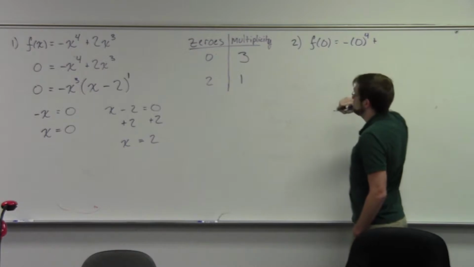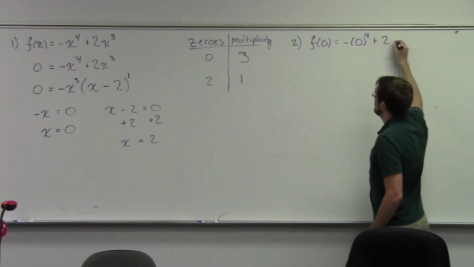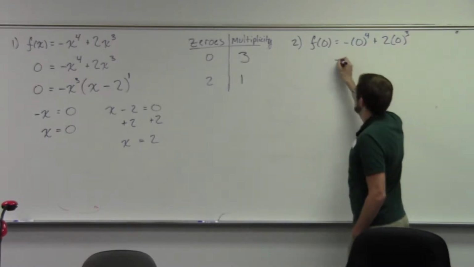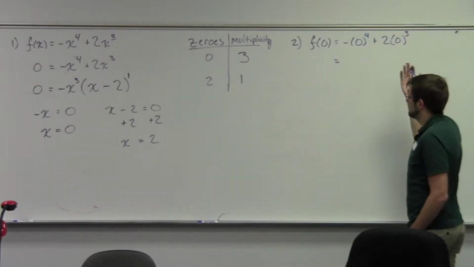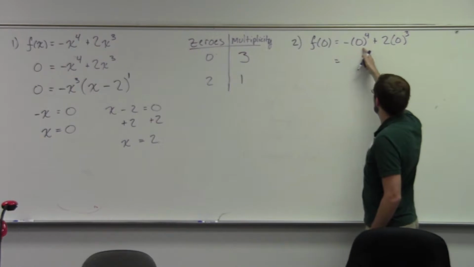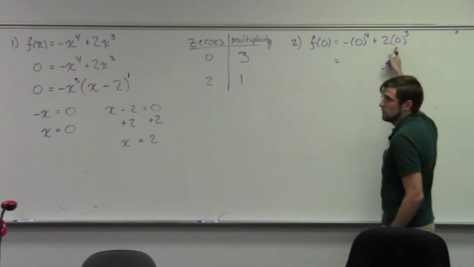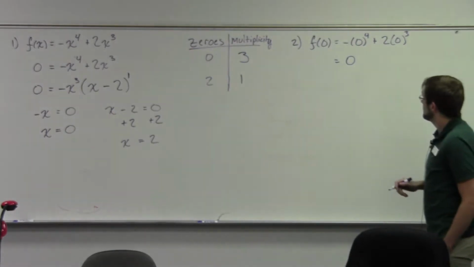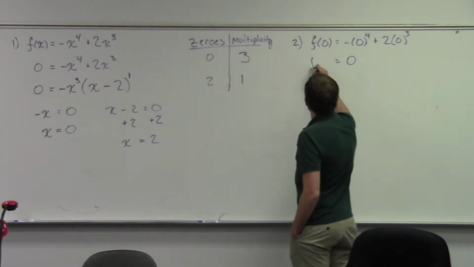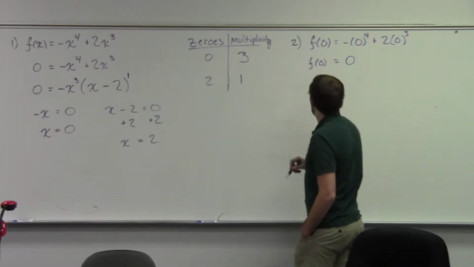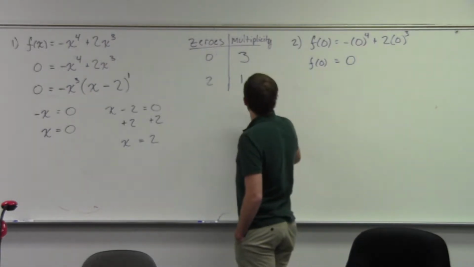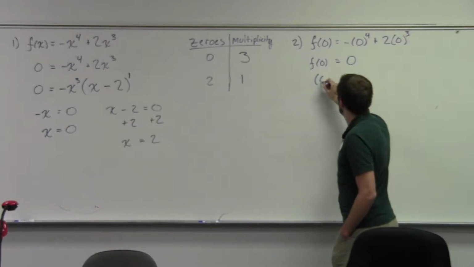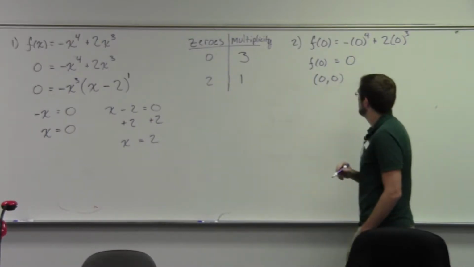So I have negative 0 to the 4th power plus 2 times 0 to the 3rd power. All right, and so what's this going to give me? 0, right? 0 to the 4th power is still 0. 0 to the 3rd power is still 0. 0 times anything is 0. All right. So now I know that here I have a point (0, 0).